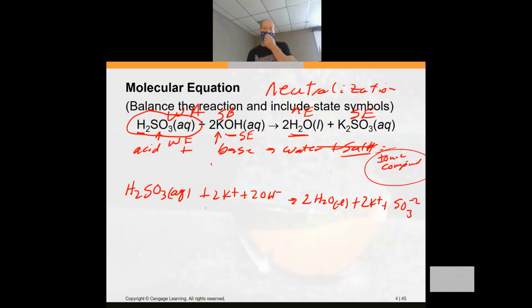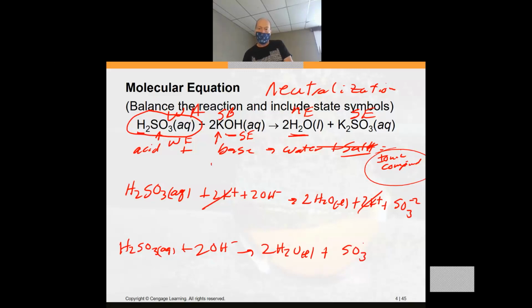So the only thing that is going to cancel is the K plus, and so that is your spectator ion. Your net ionic is H2SO3 aqueous plus 2OH minus yields 2H2O liquid and SO3 minus 2. And note, you should write somewhere that all ions are aqueous. All right, so anytime you put a plus or a minus charge, it's aqueous, or you can write aqueous every time. I prefer to just say every time I write an ion, it's aqueous. I'm not going to write AQ that many times.